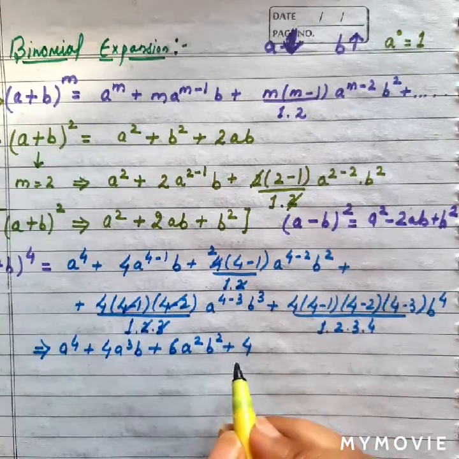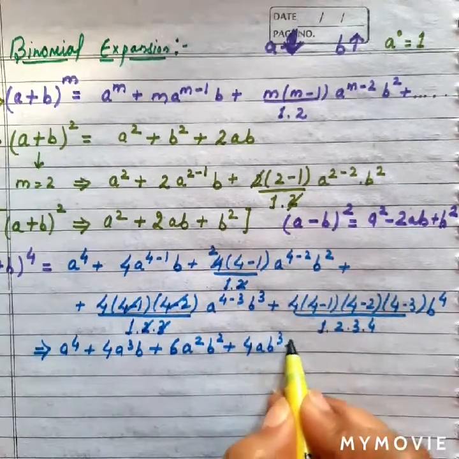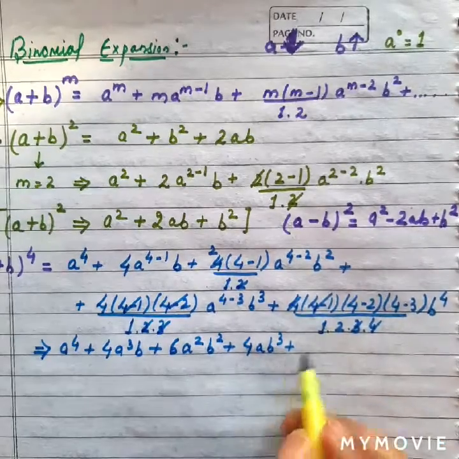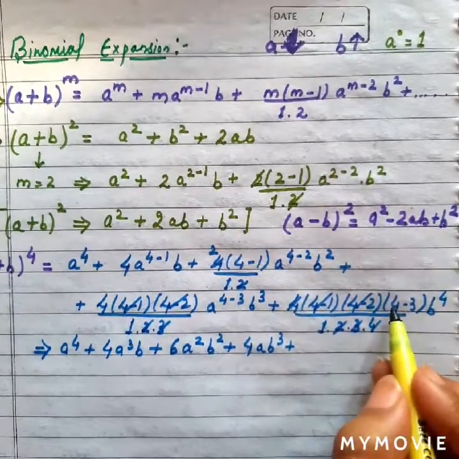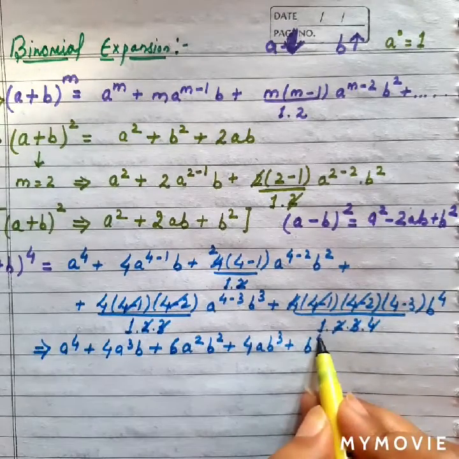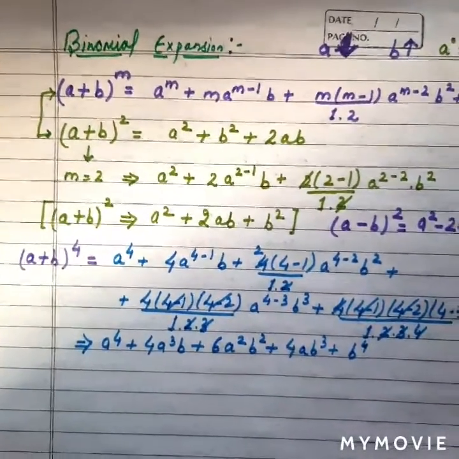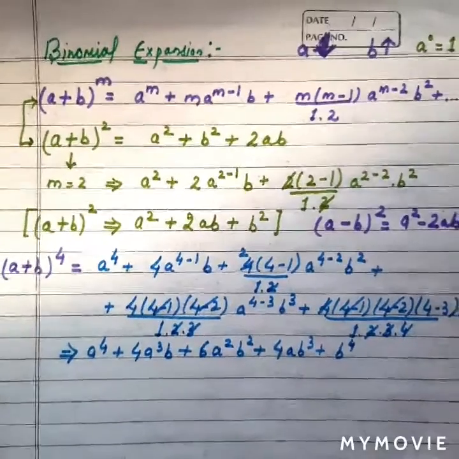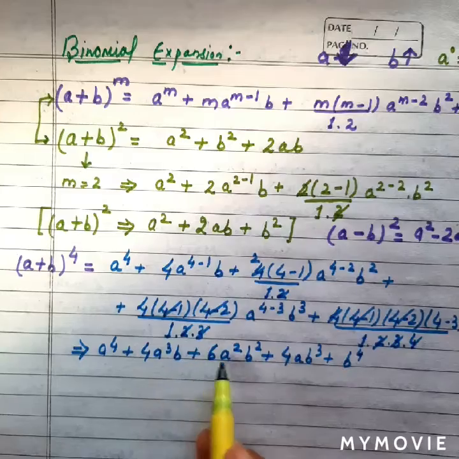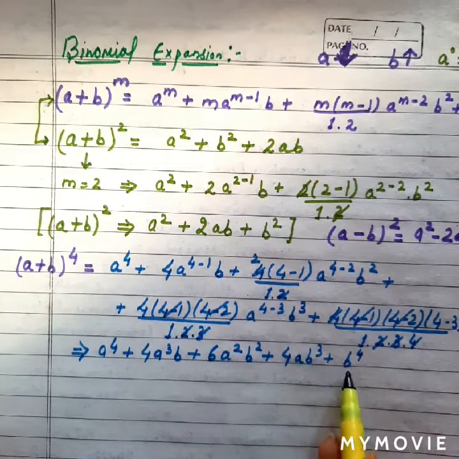raised to power 4 minus 1 is a, so this would be a, then b cube, and here 4 cancelled out with 4, 3 cancelled out with 4 minus 1, 2 cancelled out with this, we would be left with 4 minus 3, which is equal to 1, and at last b raised to power 4. So a plus b raised to power 4 would be equal to a raised to power 4 plus 4a cube b plus 6a square b square plus 4a b cube plus b to the power 4.